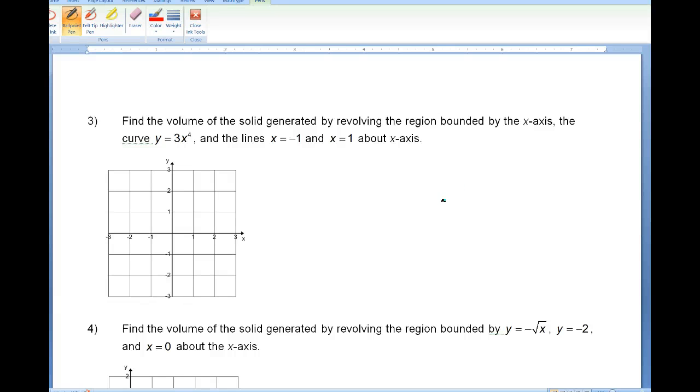Okay, number 3, find the volume of the solid generated by revolving the region bounded by the x-axis, the curve y equals 3x to the 4th, and the lines x equals -1 and +1. So 3x to the 4th looks like this. Just a quick sketch. And it's bounded by these lines here, and by the x-axis. So we're looking at this region here, and we want to rotate this about the x-axis.